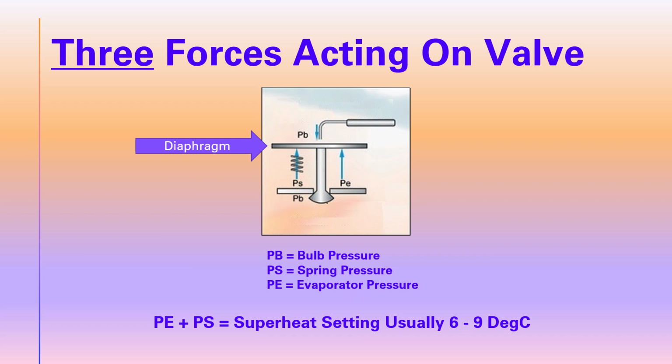There are, as I say, three forces acting on the bulb. They are the PB, which is the bulb pressure, which exerts a pressure downward. You've got the PS, which is the spring, which exerts a pressure upwards, and PE, which is the evaporator pressure, along with the spring pressure, exerts a pressure up against the pressure within the bulb.